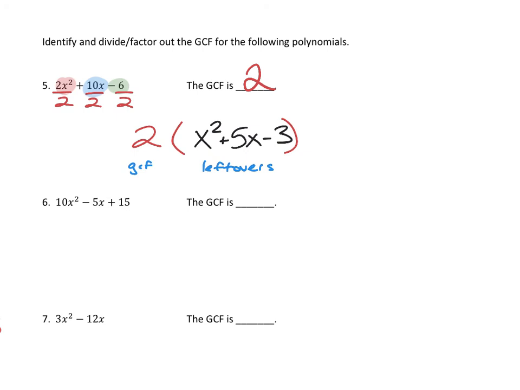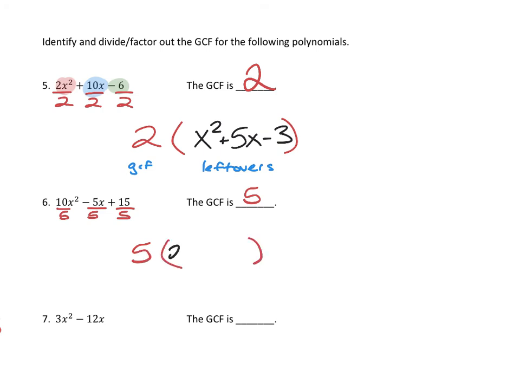Pause and look at number 6. Can you tell me what the GCF of number 6 is? Yeah, the GCF is 5 because 10, negative 5, and 15 all have 5 in common, and not all of these three terms have an x in them. So we've identified it, and now we need to factor out or divide out that GCF and give me some leftovers.